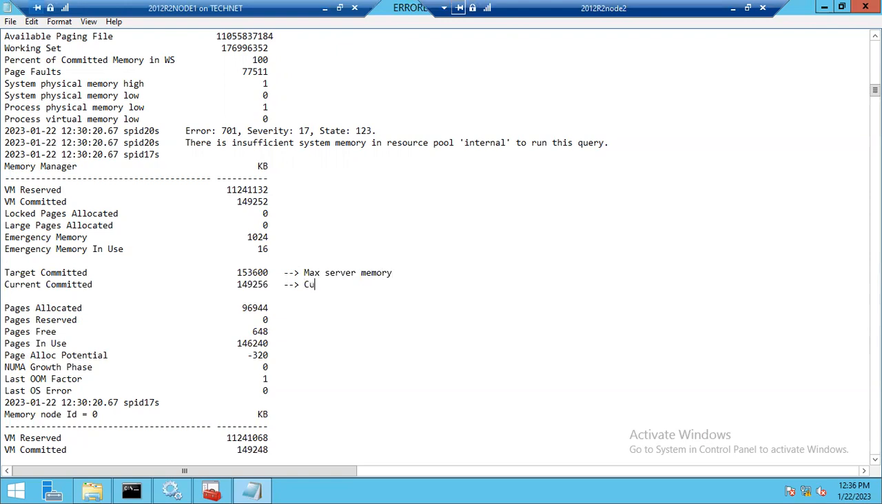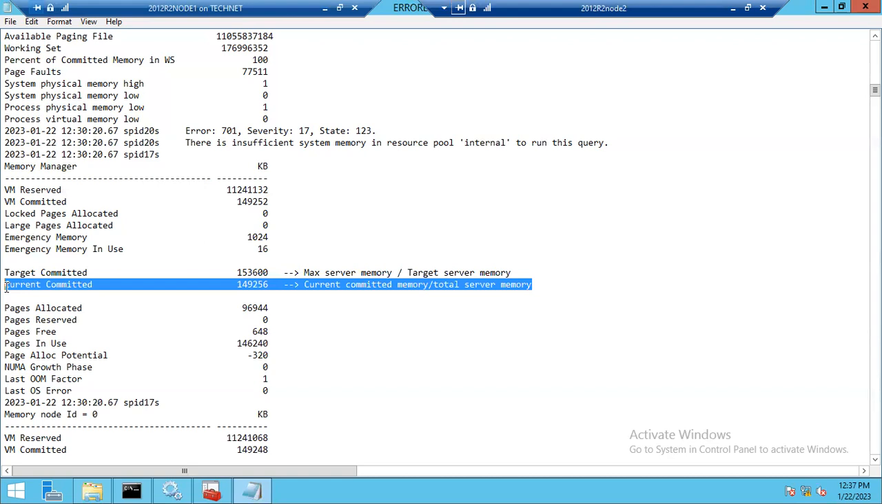This is your current committed memory. Or total server memory. This you can consider as target server memory, right? So this is your max server memory, and this is your current committed memory. Current committed is nothing but how much memory you have allocated to the SQL Server and how much memory is currently committed out of it, right?